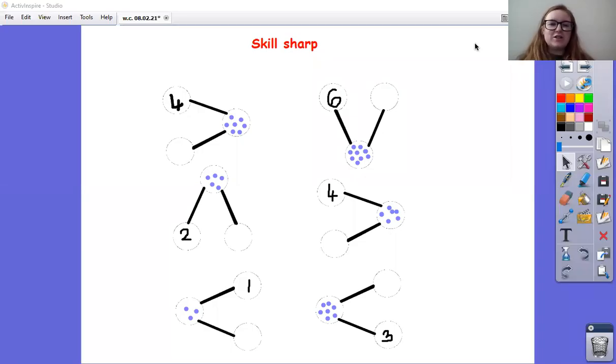Hi everyone, your skill shop is on the screen for today. You can copy it off here, you can print off the school website, or you can pick up a printed copy from school. If you pause this screen and complete this now and come back when you're ready to carry on with the lesson. Fantastic, okay.